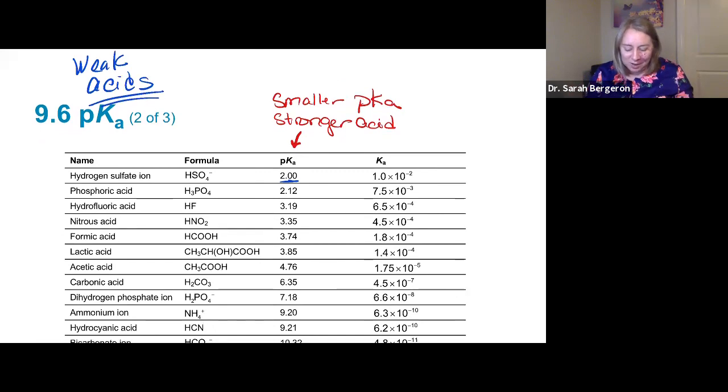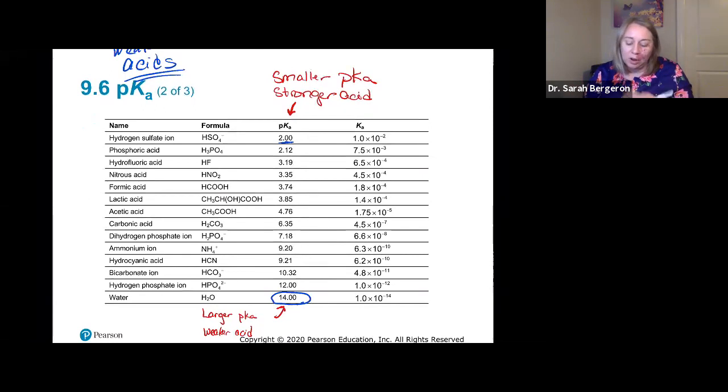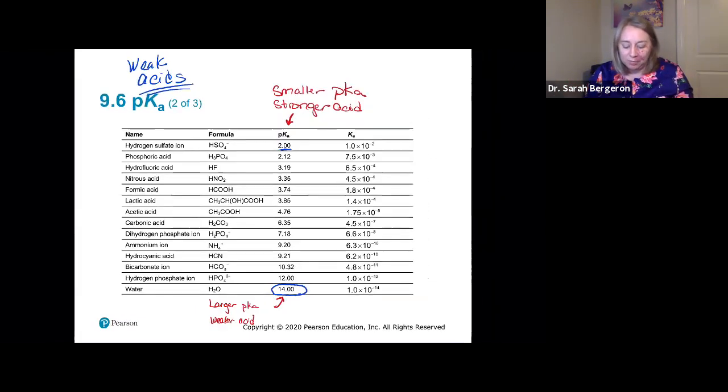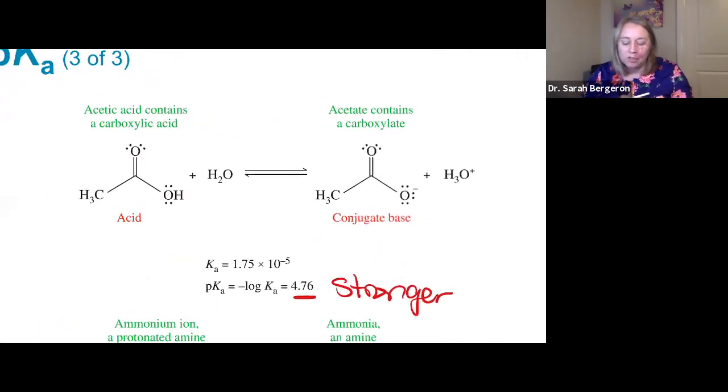I know, kind of crazy, but if you look down here, the largest pKa value on this table is water. We know water can behave as an acid. It can also behave as a base. And so it's actually the weakest of the weak acids, and it has a pKa value of 14, right? So if you just remember water's the weakest and it's 14, then you can figure out the rest, right?